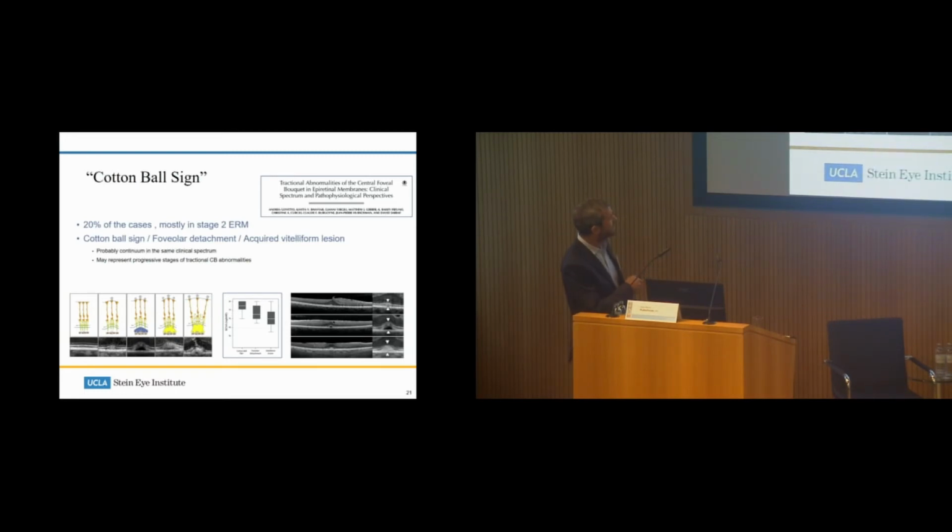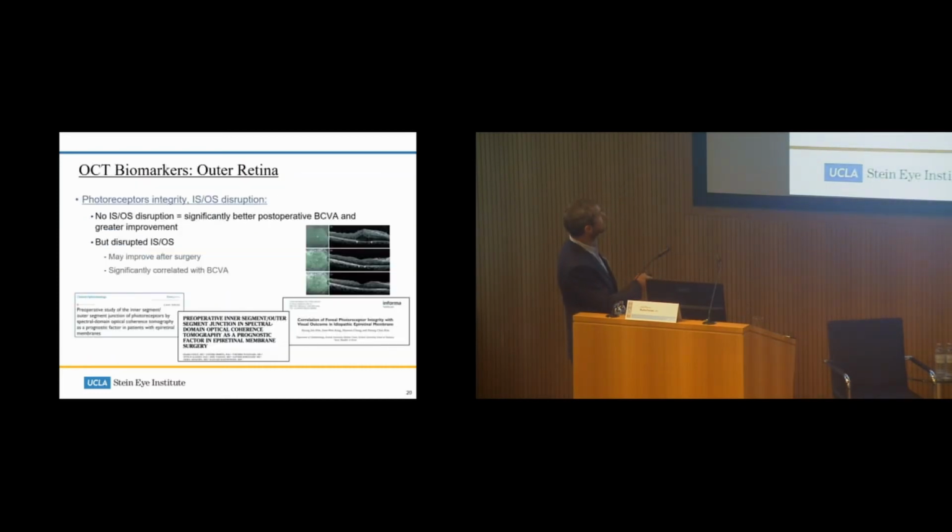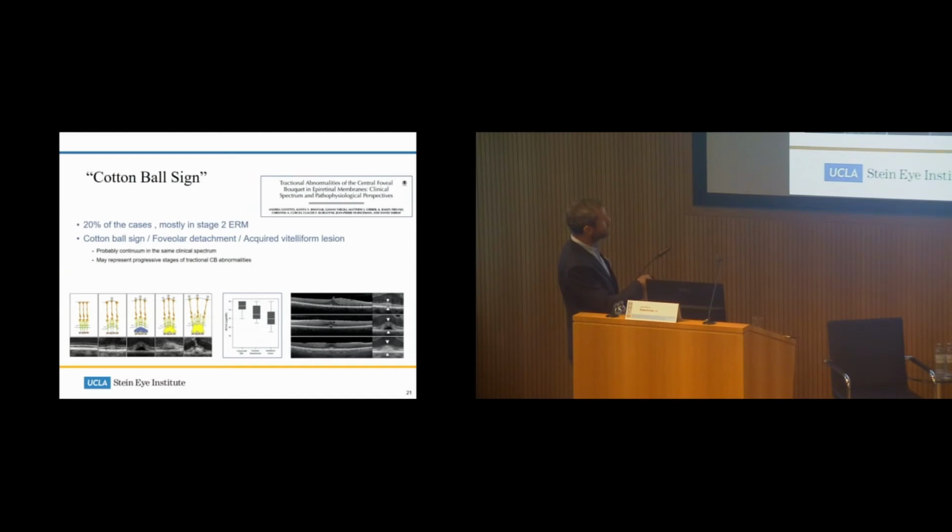As you can see here, this is the cotton ball sign with the fuzzy aspect of the ellipsoid zone, which sometimes evolves to some foveal detachment and then the vitelliform lesion. So we think that it's the persistence of the traction which will make this case evolve to foveal detachment and vitelliform lesion.